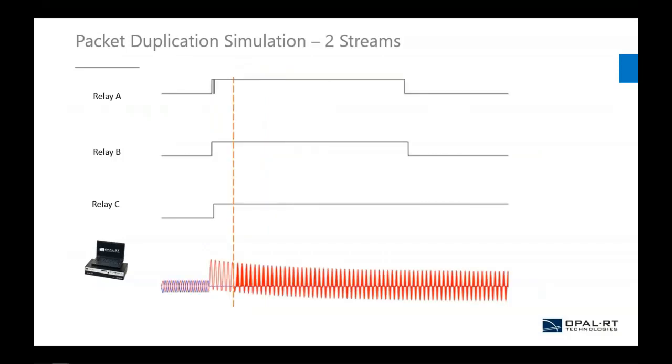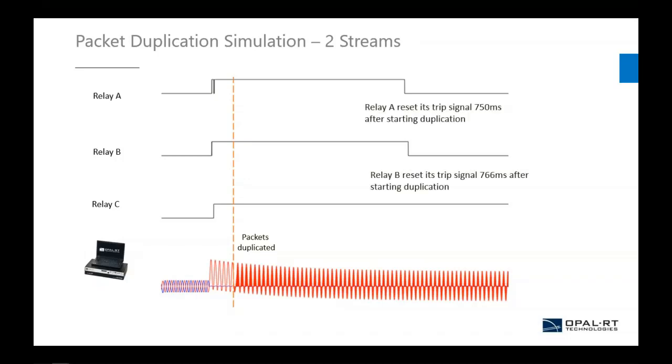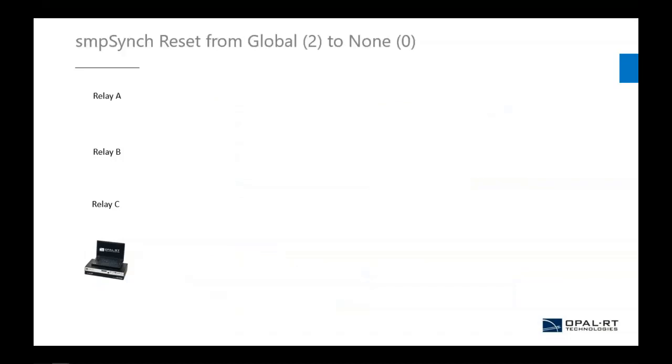Let's move on to some other interesting tests. Here we have packet duplication, where we send all the packets 2 times. You can see that there is another difference between the relays. It is interesting to see that a bad network topology, that is a likely mistake in a lab but also in the field, has an impact on your protection scheme.